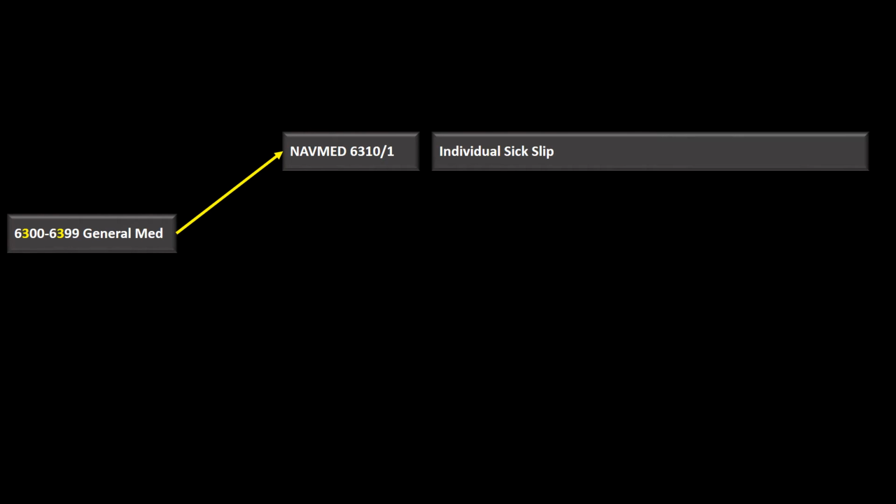Moving on to general medicine, the 6300 series, well, we have the NAVMed 6310-1, and this is the individual 6-slip. This is what we use to put somebody on SIQ when they come to the battalion aid station or when they come to the clinic. We can also use this to document light duty on as well.